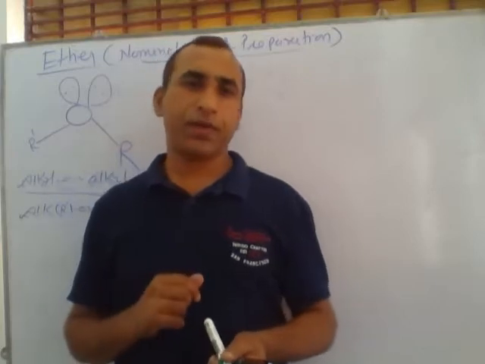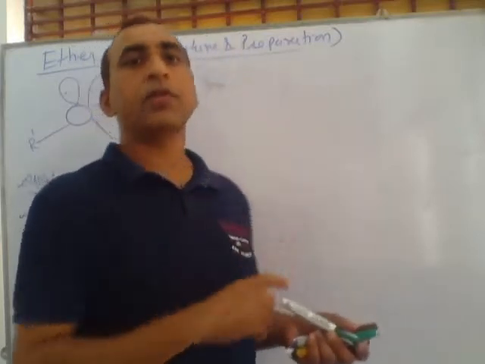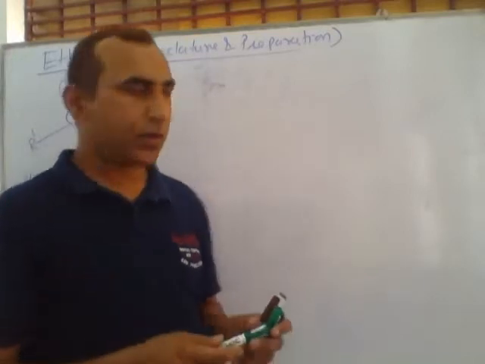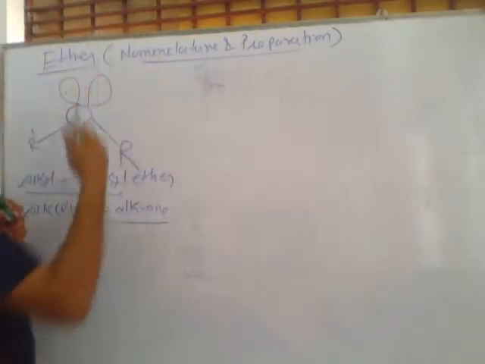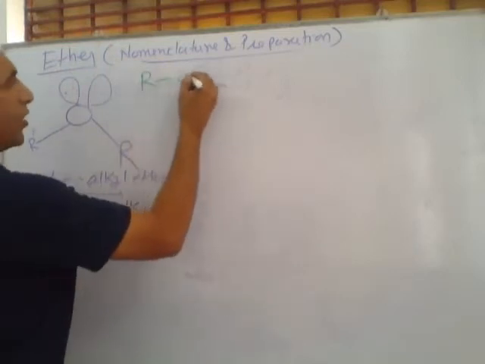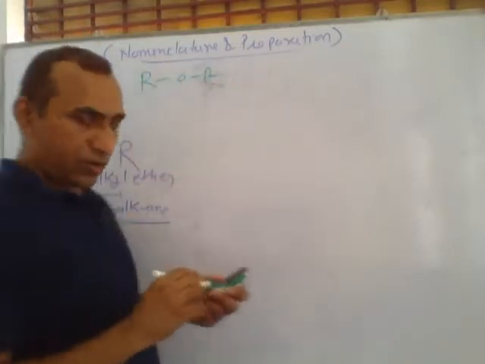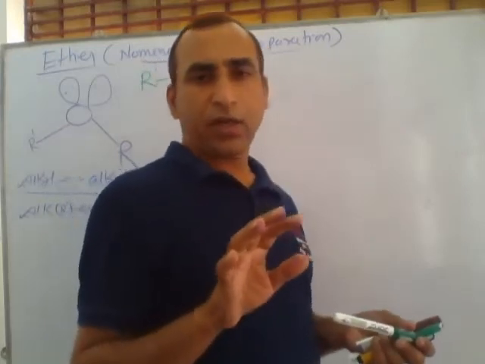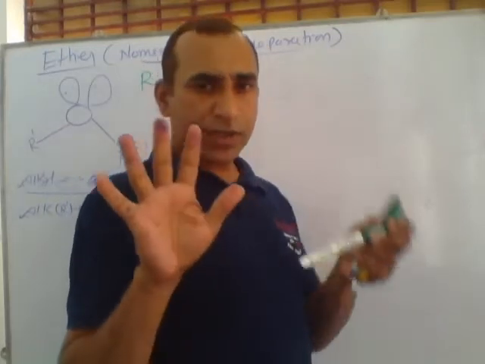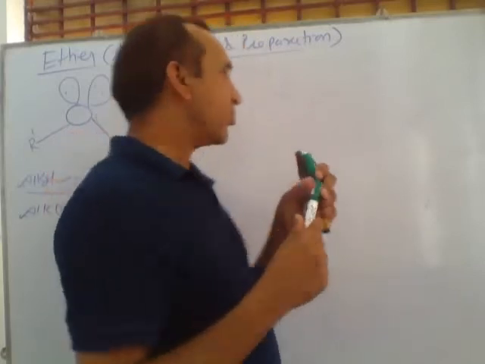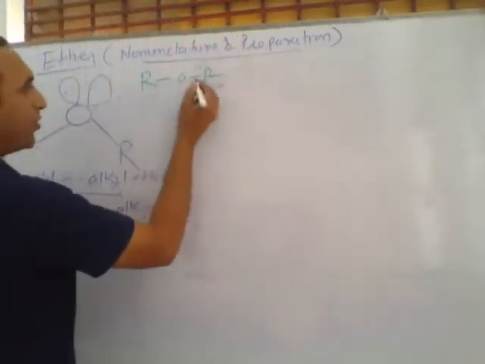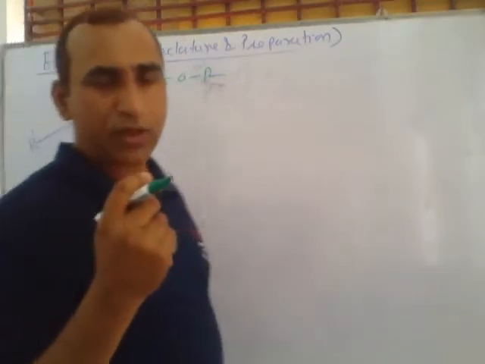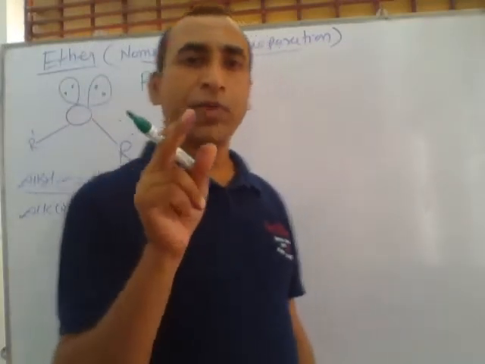Rajput, and today we will learn the topic ether, nomenclature and preparation methods. So ethers are generally written in the form of ROR. ROR means two alkyl groups directly connected with an oxygen atom, and we know that the oxygen atom has 6 valence electrons. Out of these 6 electrons, 2 are used in bonding, and the remaining 4 are present in 2 pairs, called lone pairs of electrons.